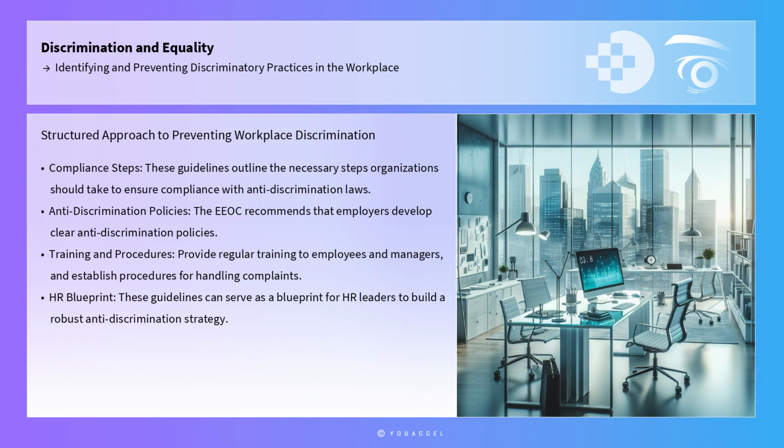Frameworks, such as the Equal Employment Opportunity Commission guidelines, provide a structured approach to preventing workplace discrimination. These guidelines outline the necessary steps organizations should take to ensure compliance with anti-discrimination laws. For instance, the EEOC recommends that employers develop clear anti-discrimination policies, provide regular training to employees and managers, and establish procedures for handling complaints. These guidelines can serve as a blueprint for HR leaders to build a robust anti-discrimination strategy.